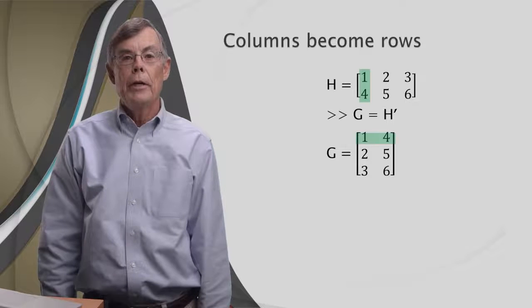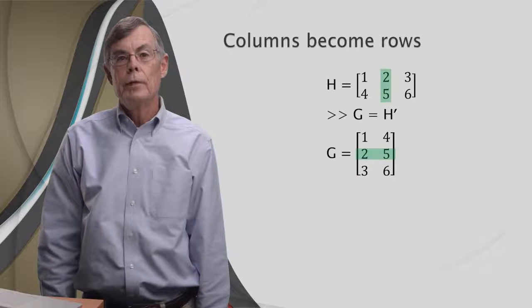So the first column of H is the first row of G, the second column of H is the second row of G, and the same thing happens with the third column.